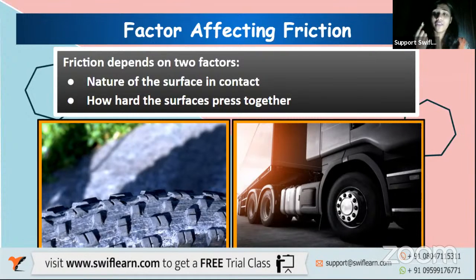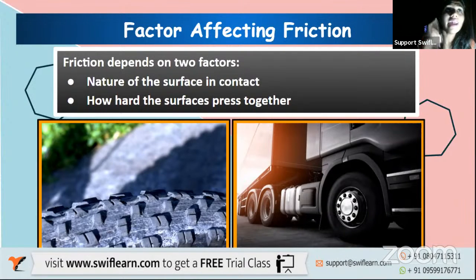First one is nature. For example, if it is jute cloth or if it is a smooth marble floor, which one is rough? Jute cloth is rougher than marble floor. Yes or no? So marble floor is smoother than jute cloth. So the friction is lesser on a marble floor as compared to a jute cloth.